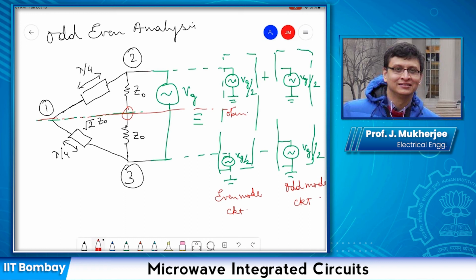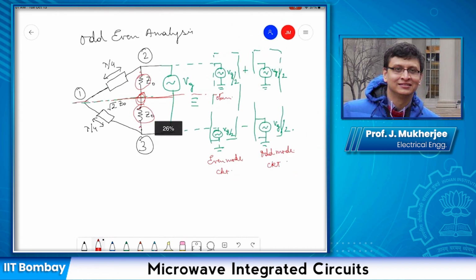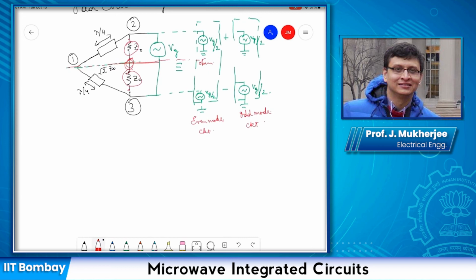On the other hand, for the odd mode circuit, where the inputs are equal and opposite, this line of symmetry represents a short. It's a short because whatever the potential at this point, it will be equal and opposite to the potential at this point. And since these two elements are the same, this point should always be at zero potential. So with this in mind, I can have the half circuits for the even and odd mode. The half circuit for the even mode will be something like this.